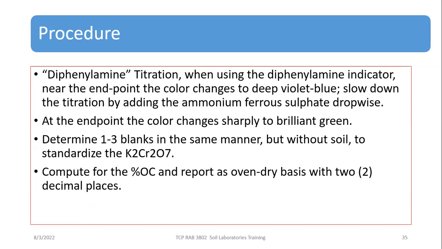Diphenylamine titration: when using the diphenylamine indicator, near the endpoint the color changes to deep violet blue. Slow down the titration by adding the ammonium ferrous sulfate dropwise. At the endpoint, the color changes sharply to brilliant green. Of course, determine a blank in the same manner but without soil to standardize the potassium dichromate. Compute the percent of organic carbon and report it on an oven dry basis with 2 decimal points.